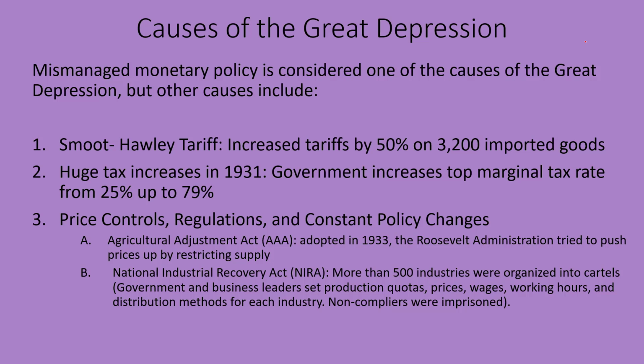So government got together with business leaders and they set production quotas, telling every company this is how much you're allowed to produce. These are the prices you're allowed to charge. These are the wages you're allowed to pay. These are the working hours you're allowed to have. And here are the distribution methods that you're allowed to have for each industry. If you don't comply with this, then you are going to be thrown in prison. Right. So this was a pretty strict control that, again, reduced competition and kind of forced these industries to work together and organize into what are known as cartels, which are essentially organized monopolies.